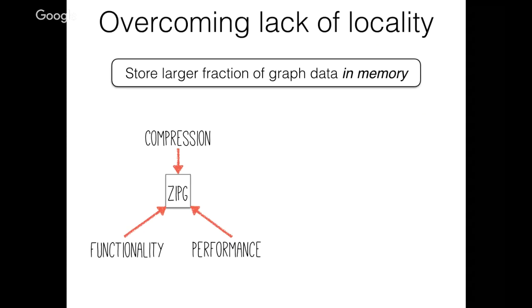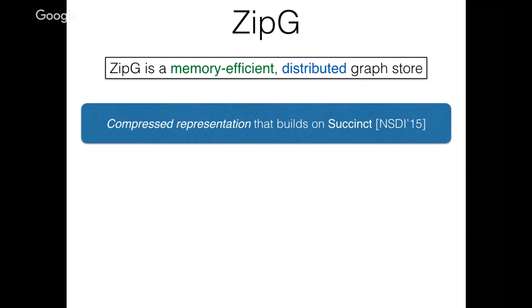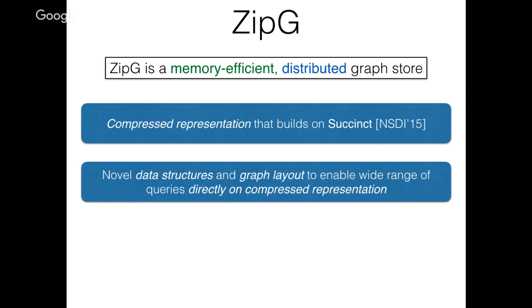To this end, I'm going to present ZipG, which is a distributed memory efficient graph store for interactive queries and makes three main contributions. First, it enables a compressed representation of the graph itself, building on a prior work called Succinct. Second, using a set of novel data structures and a new graph layout, ZipG enables a wide range of queries to be executed directly and efficiently on a compressed representation of the graph.